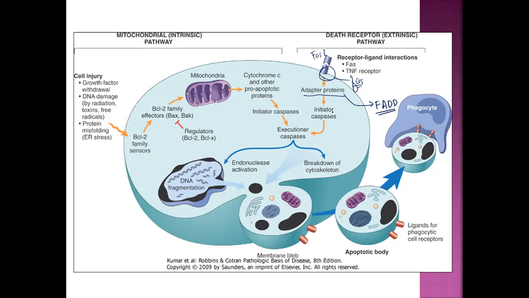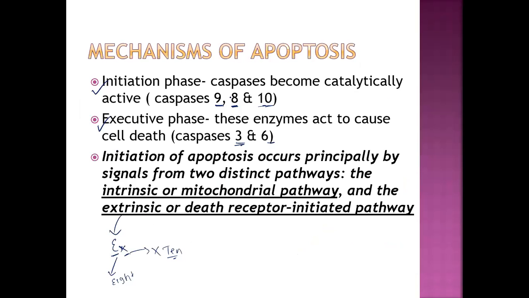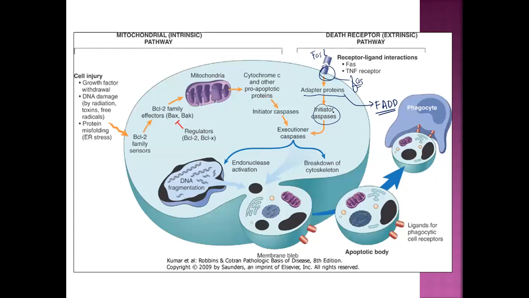This activates procaspase to caspase. This is the initiator caspase. What are the initiator caspases? 8, 9, 10. So this gets activated and it activates the executional caspase, and this executional caspase does two functions. One is breakdown of cytoskeleton and another is endonuclease activation, which causes the breakdown of nuclear chromatin and nucleus.